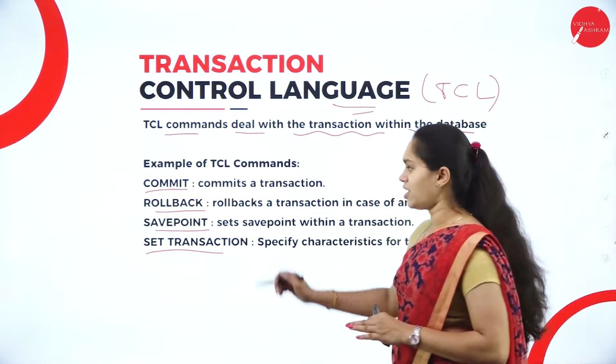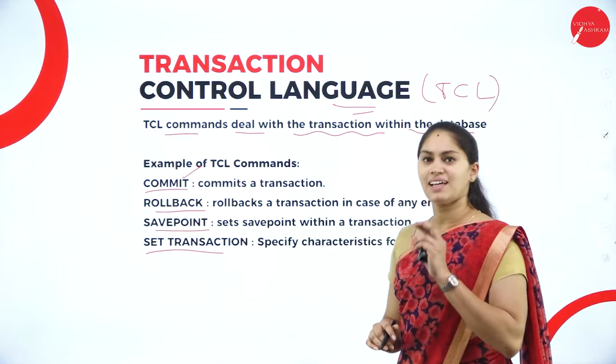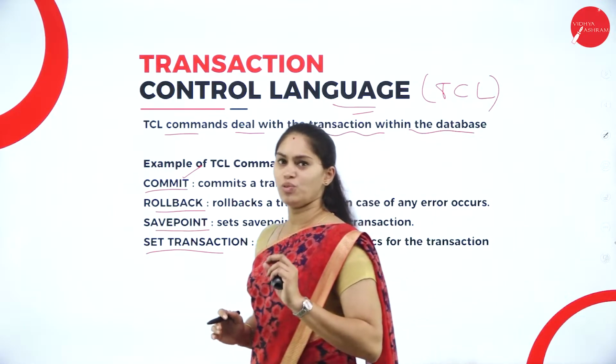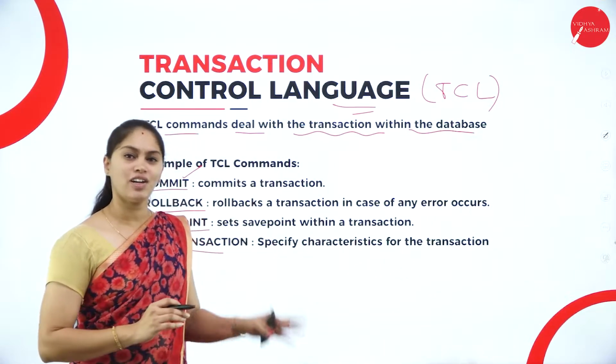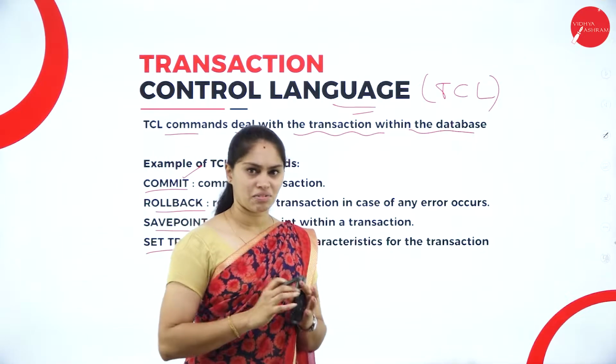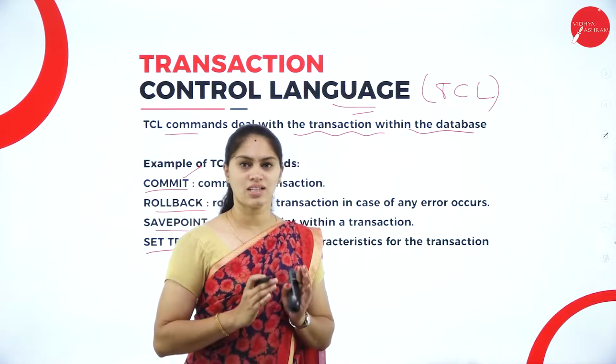And also we have set transaction. When it comes to commit, it's like Control S in a Word document. Why do we use Control S? In order to save the content, whatever we have typed or used, right?